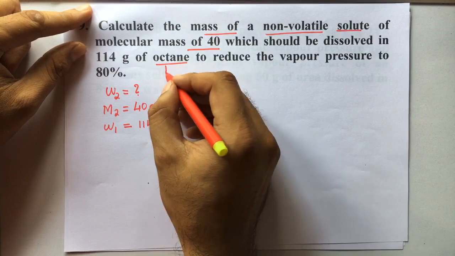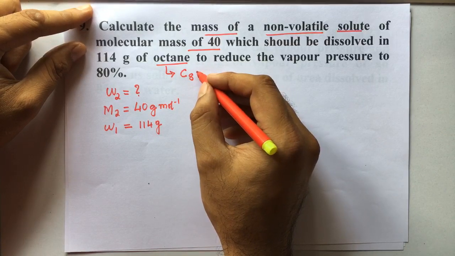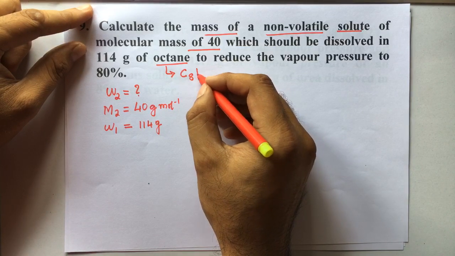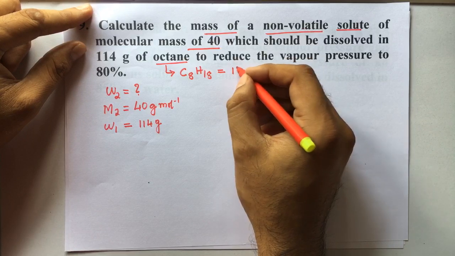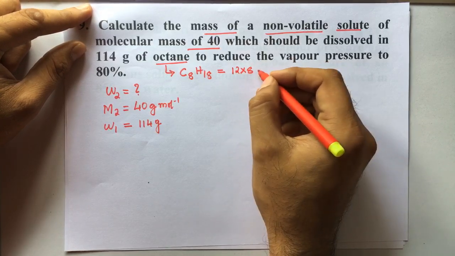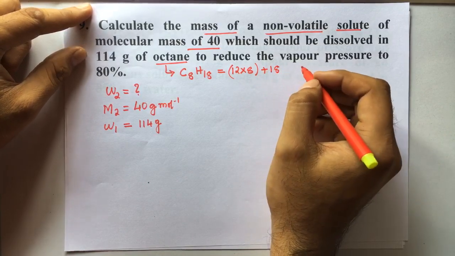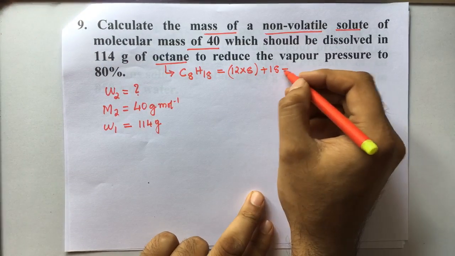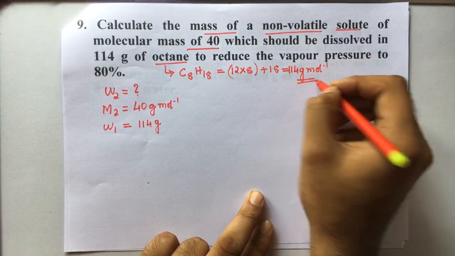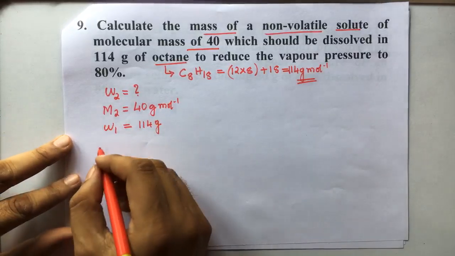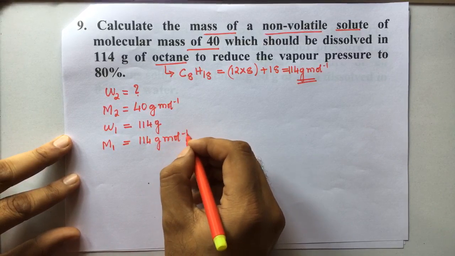What is the formula of octane, students? Oct corresponds to 8, C8, and since it is ane, it should be an alkane. It should be 2 into 8 plus 2, 16 plus 2 is 18, C8H18. You can calculate the molar mass of this: 12 multiplied by 8, plus 18. So this comes out to be 114 gram per mole. So M1 is also known, that is equal to 114 gram per mole, by knowing the formula of octane.